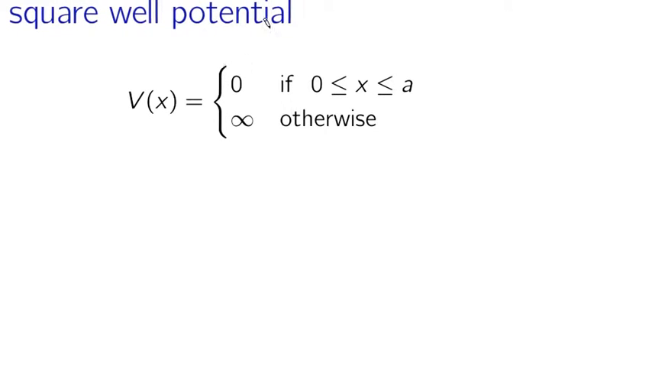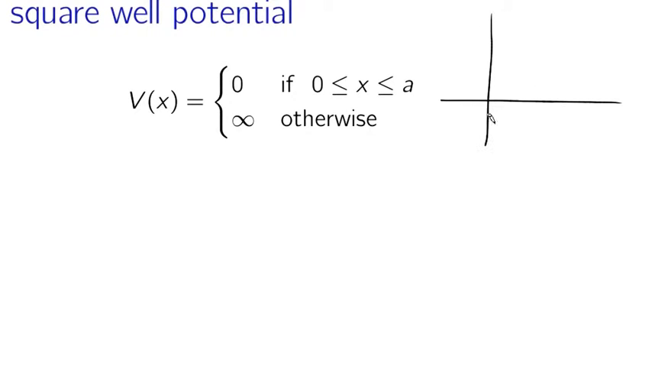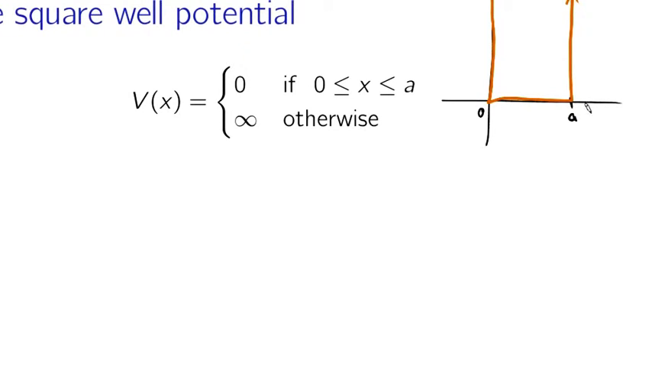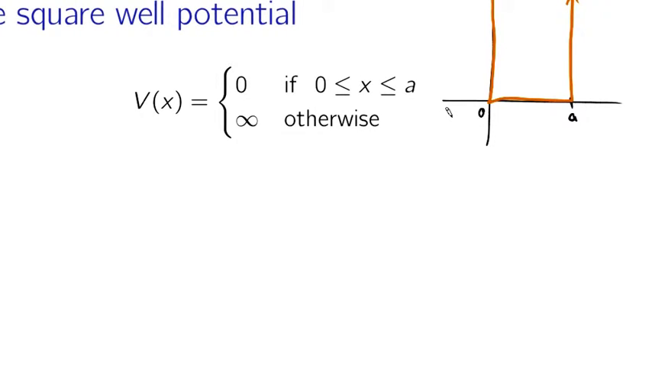What the potential ends up looking like is, if I plot this, going from 0 to A, the potential is infinity if you're outside the region between 0 and A, and it is 0 if you're in between 0 and A. So what does this look like when it comes to the Schrodinger equation?